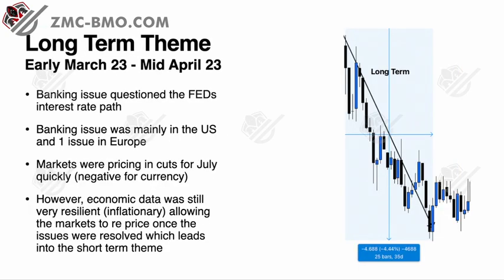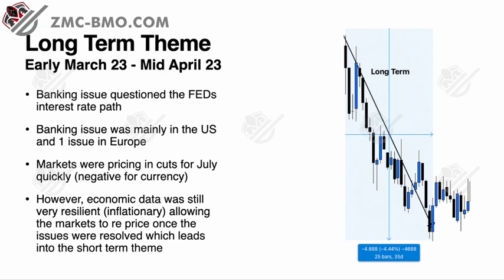Long-term theme. If you go back to DXY, early March 23 to mid-April, we saw that big sell-off in the dollar. The main reason for that was the banking issues questioned the Fed's interest rate path. Because if there's a load of banking issues, it's going to ripple through the financial system. As a result, the markets will begin to ask the Fed, do you actually see yourself hiking another 50 to 75 basis points at the time anyway? And then the markets are like, we probably don't see that. If this becomes an issue within the US, the Fed's probably not going to be able to do that. As a result, the dollar sold off.